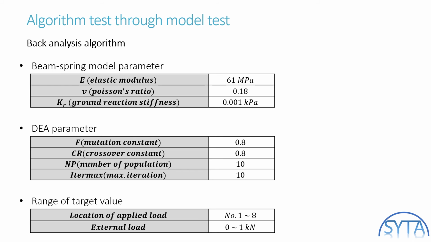The parameters of the differential evolution algorithm were defined as a rotation constant and crossover constant of 0.8. The number of population in one generation was 10, and the maximum number of iterations was 10. The value to be found through the back analysis was defined as the location where the additional external load was applied and the magnitude of the external load.